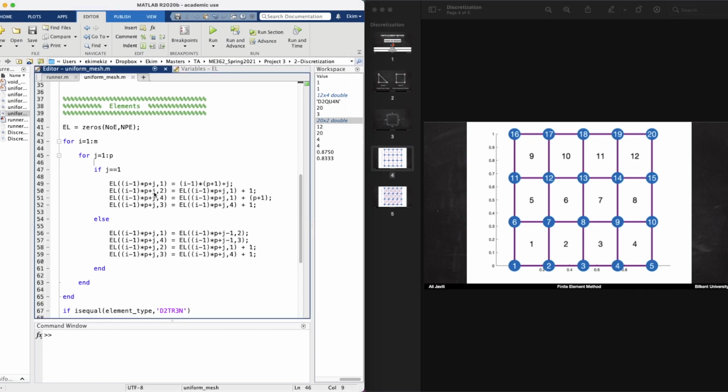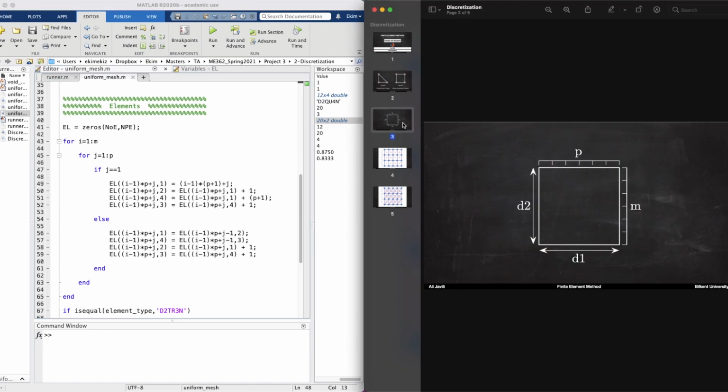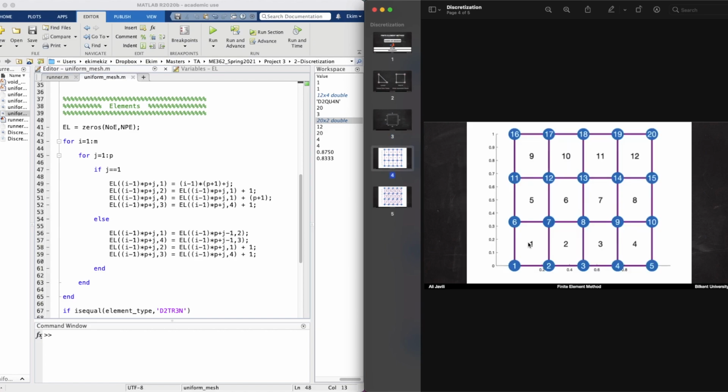So you will see that this (i-1) times p plus j, what it does is, (i-1) times p lets you skip (i-1) rows. Because at every row we have p elements, so in this case our p is 4 and we have 4 elements in each row.